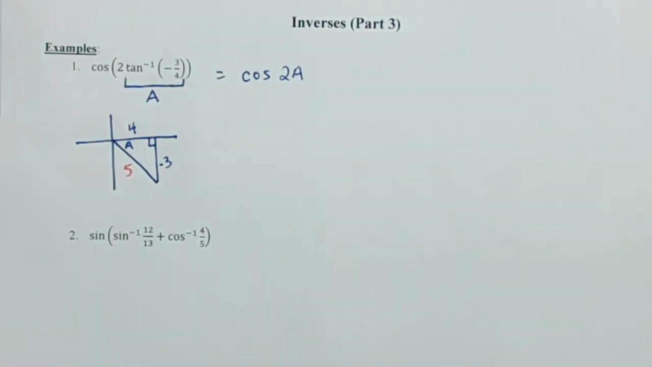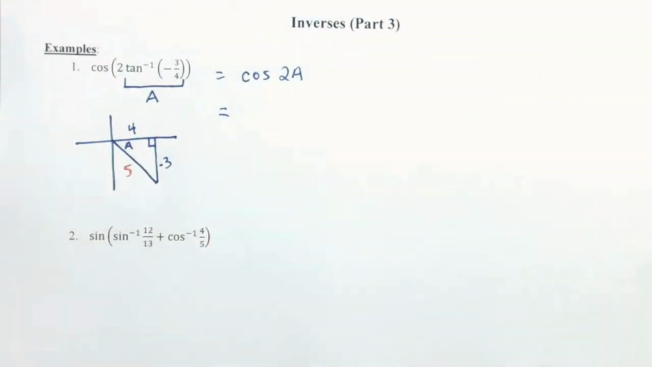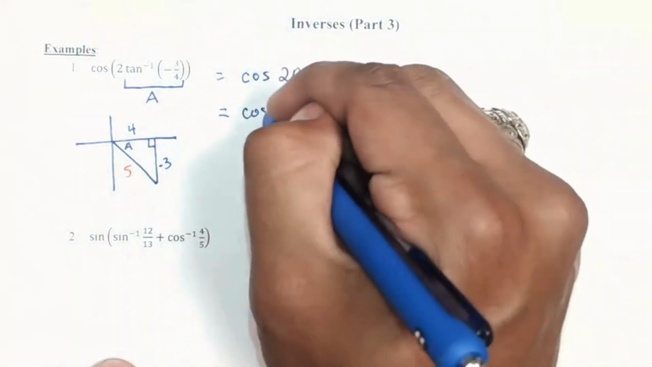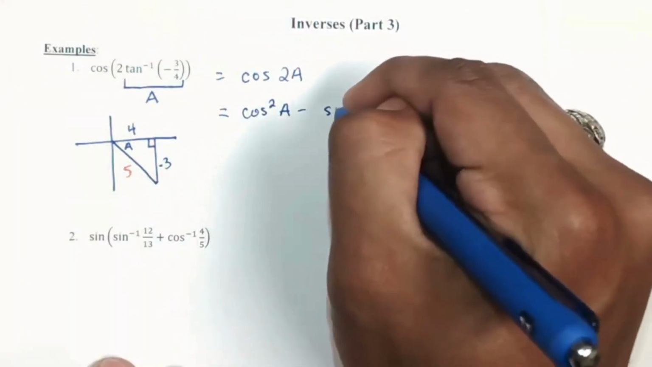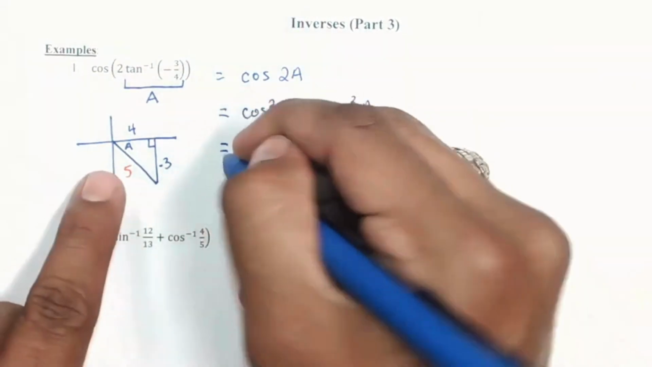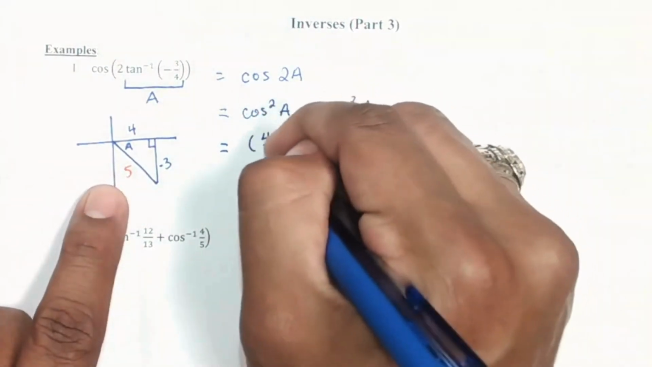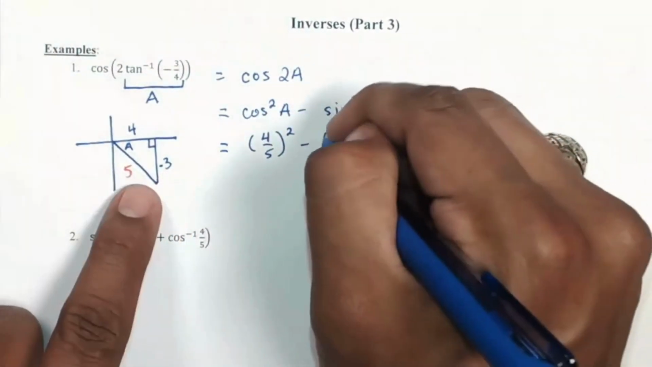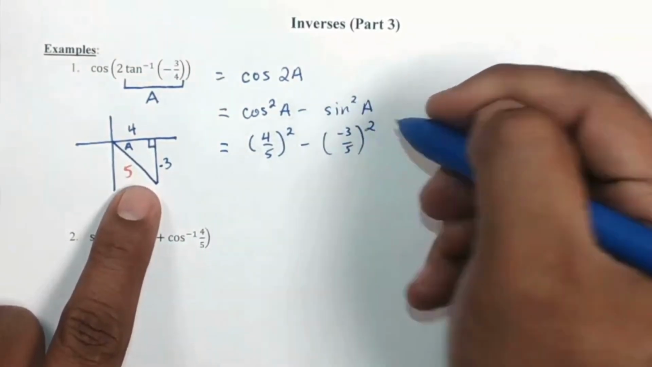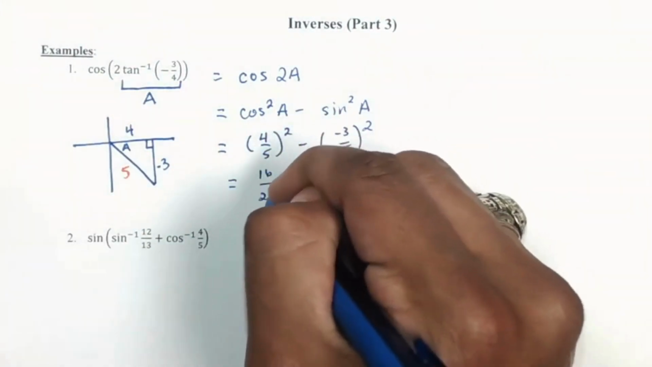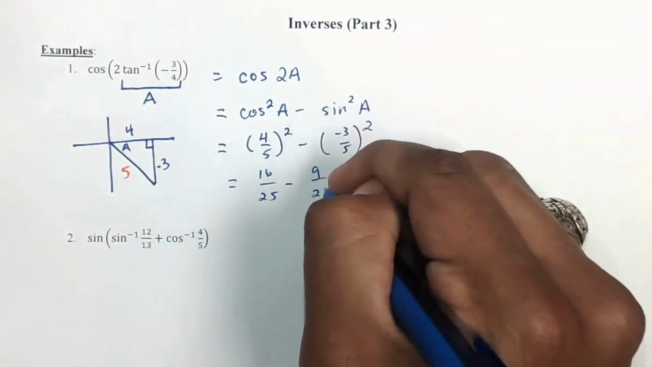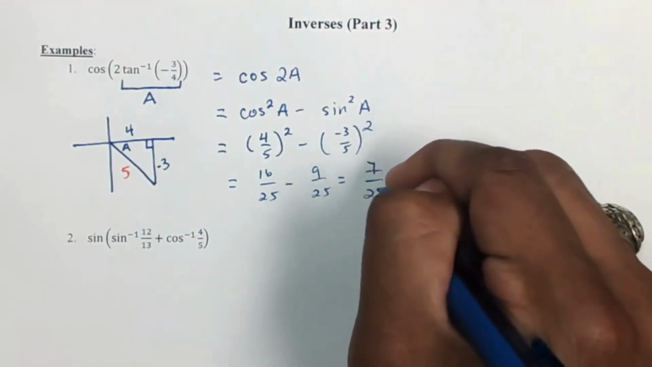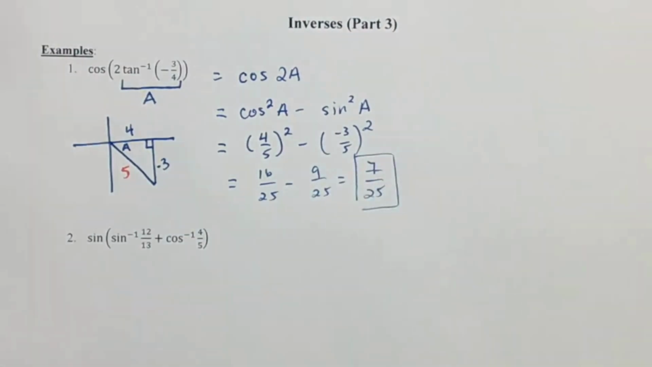So in other words, I can rewrite this as cosine of just 2A. Well, do you know what cosine of 2A is? That's an identity. You have 3 choices to use. You could do either one of the 3. And here, I'm just going to do cosine squared minus sine squared. So cosine here is 4/5, and I'm going to square that. Sine is -3/5, and square that. So we end up getting 16 over 25 minus 9 over 25, which gives us 7 over 25. So again, just using what we've done in the past with our new identities.